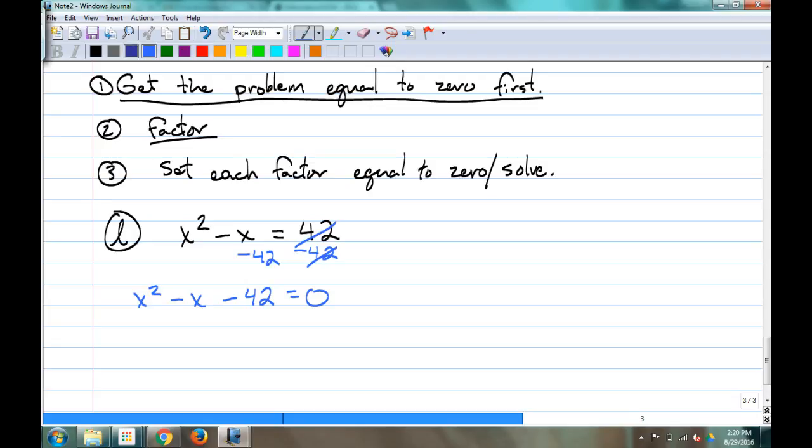Okay. All right. Next thing to do is factor it. So I want to multiply to be negative 42, add to be negative 1. Negative 7, positive 6. Can I use my shortcut on this one? Yes. Why can I use that shortcut again? Nothing in front of x squared, so it's 1 in front of that. So I can go (x minus 7)(x plus 6) is equal to 0.